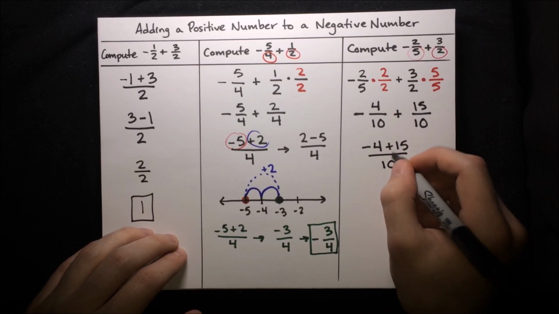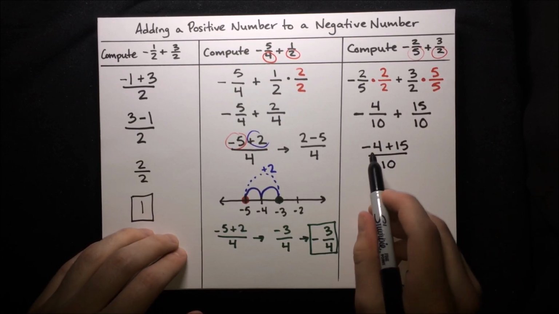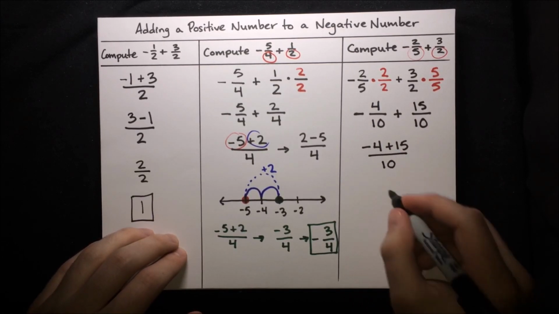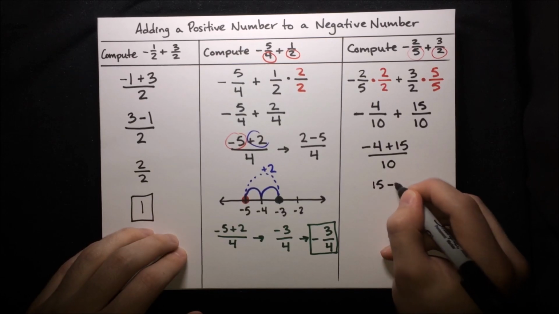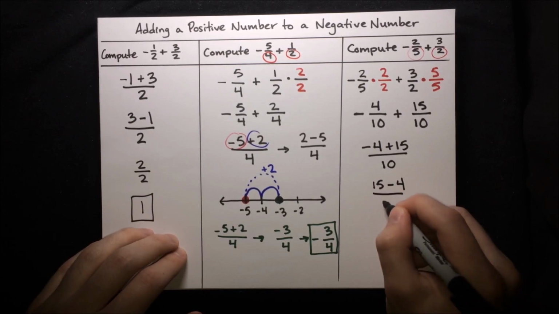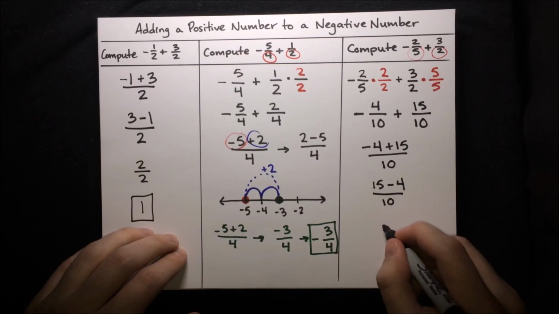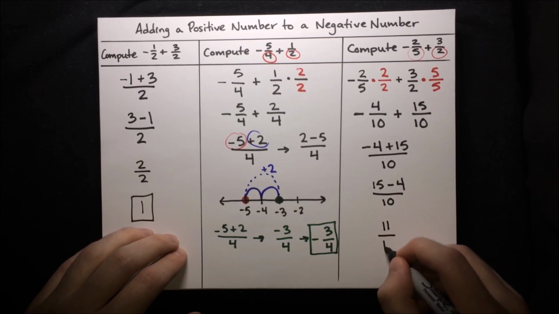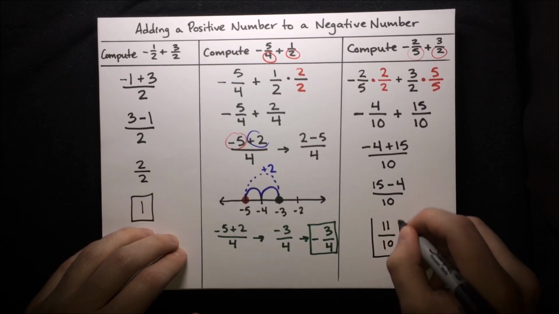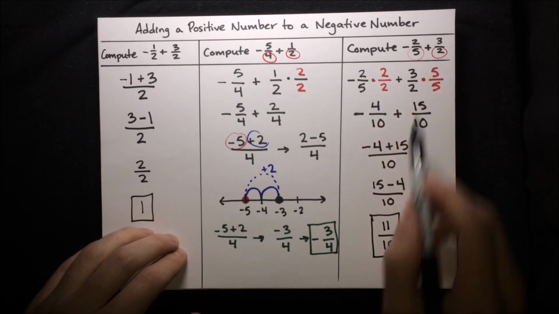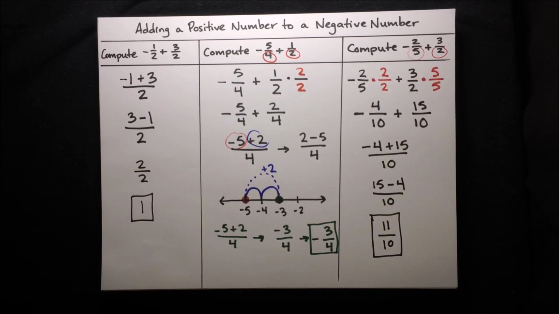And now let's use that subtraction trick. Instead of doing negative 4 plus 15, we can write this as just 15 minus 4, which is a lot easier to compute. 15 minus 4 over 10, well, that's just 15 minus 4 is just 11. So 11 over 10 is the result to our computation. Great, so now we know how to add a positive number to a negative number. And in the future, we'll also learn how to add a negative number to a negative number.